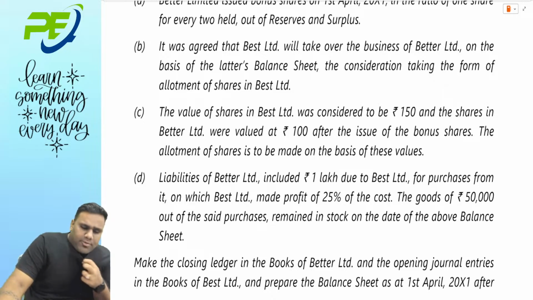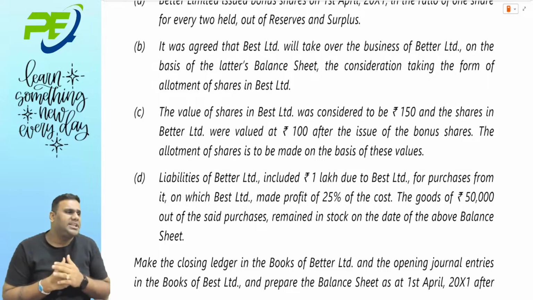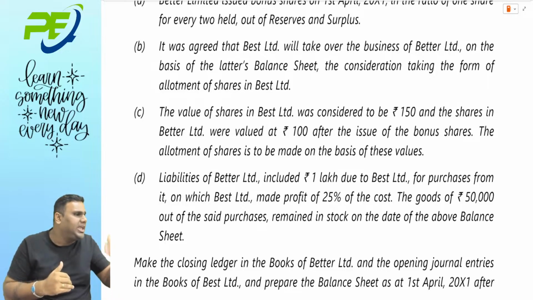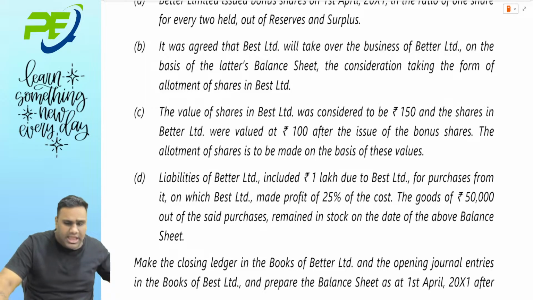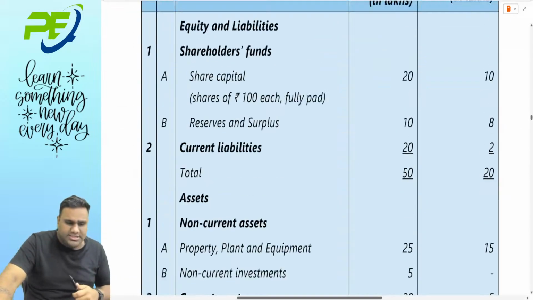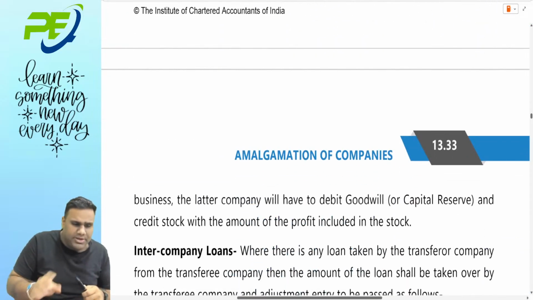Liabilities of Better Limited included 1 lakh due to Best Limited for purchases from it, on which Best Limited made a profit of 25% on cost. Transactions like this are called intercompany owings. Now, before I continue the adjustment, let me explain what this intercompany owing is.